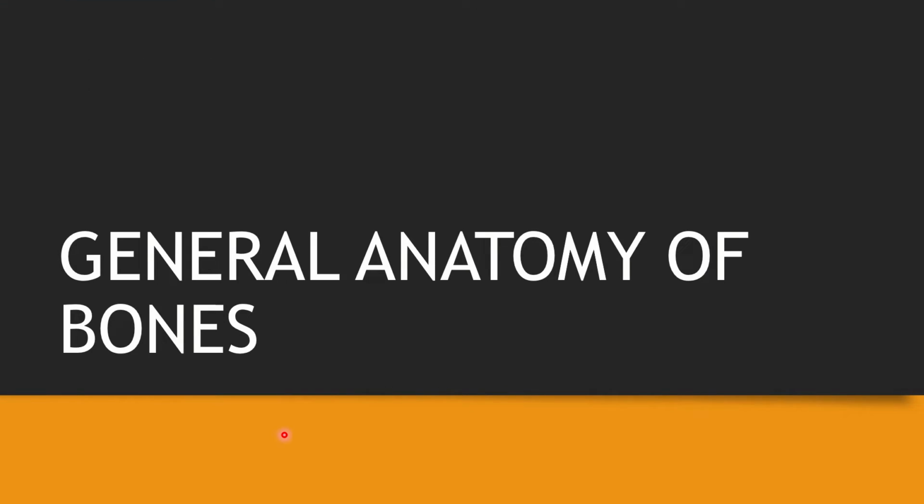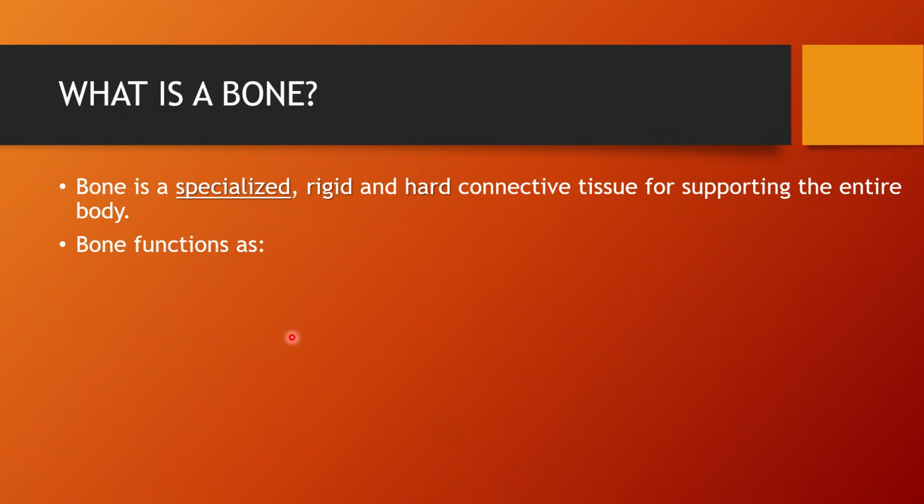Now, general anatomy of bones. What is a bone? It is a very favorite question of the examiner in the viva. The bone is a specialized, rigid and hard connective tissue for supporting the entire human body.